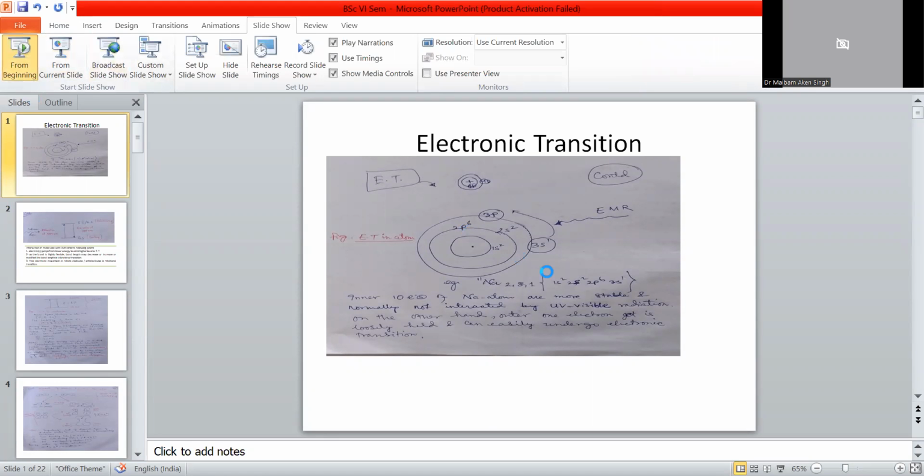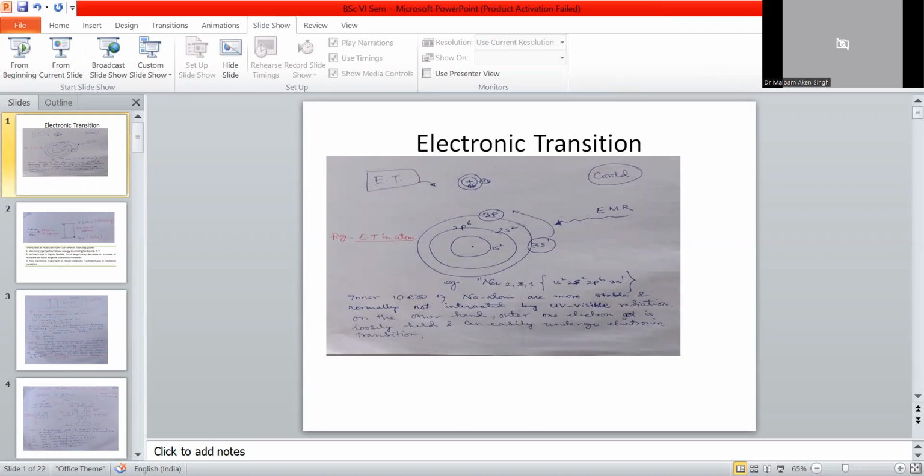Hello, dear student. Let's learn something about this electronic transition. This is the second part, as I have mentioned in the last clip. What is electronic transition and how does it happen? As I have mentioned in the first video clip, from that also you can learn.